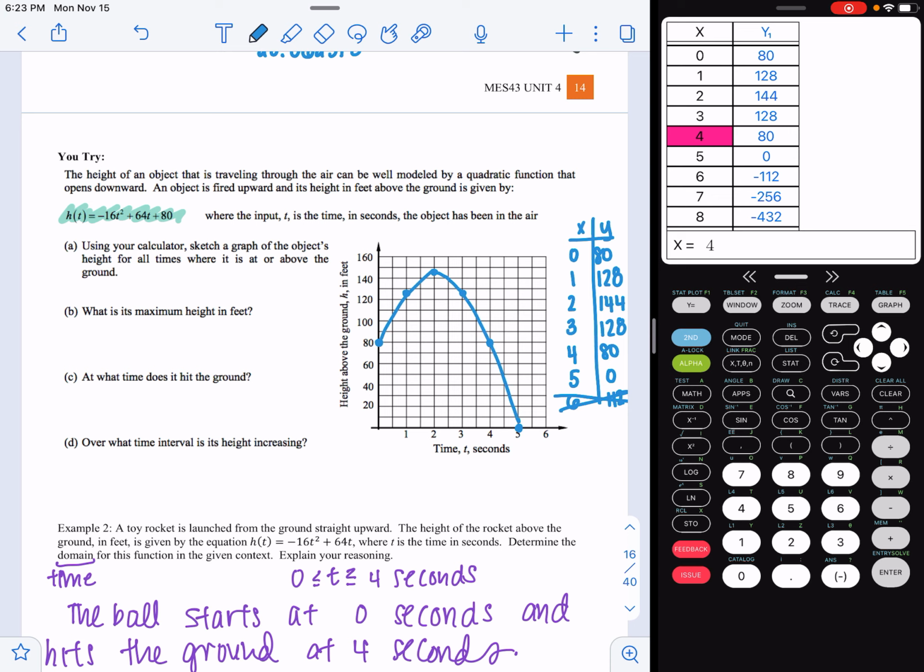Okay, just be careful because in real world problems, we do not draw arrows. Arrows would mean that we go into our negative numbers. We don't have negative numbers here. So let's answer these questions now.